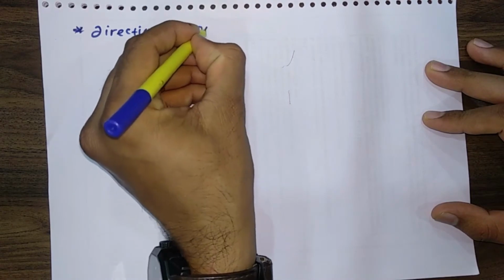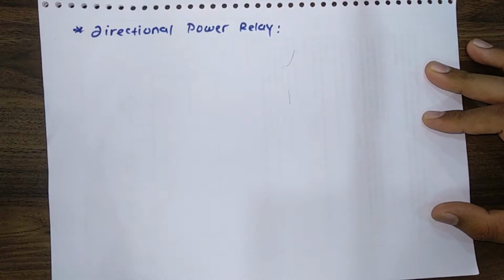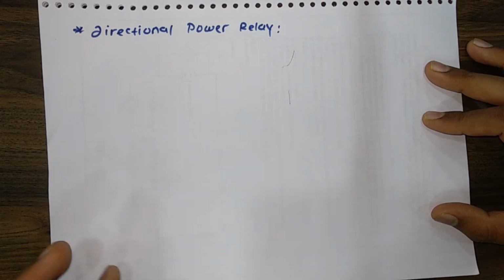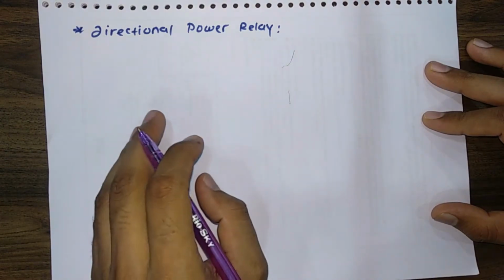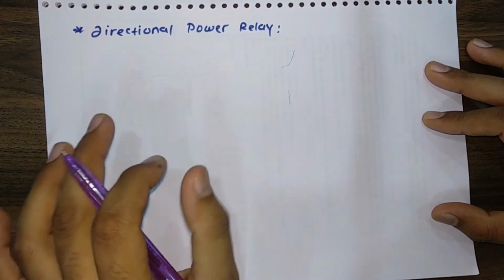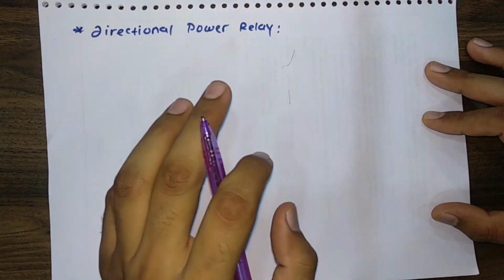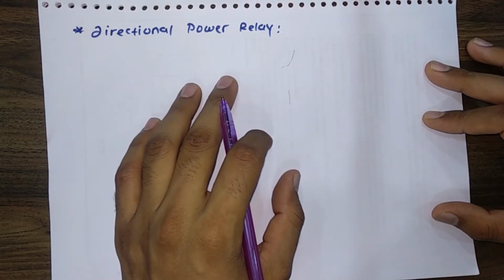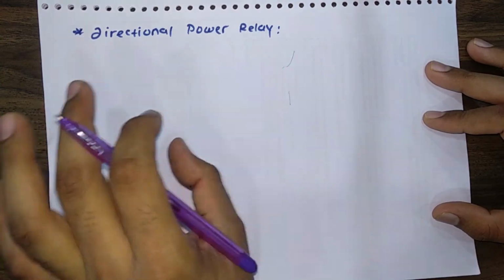Directional power relay. The directional power relay means the relay operates for the specific direction of the actuating quantity in the circuit. I repeat, directional means the relay operates for the specific direction of the actuating quantity in the circuit. Directional power relay operates when power in the circuit flows in the specific direction.